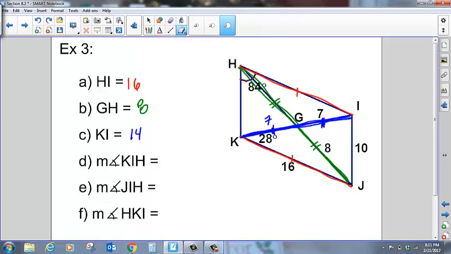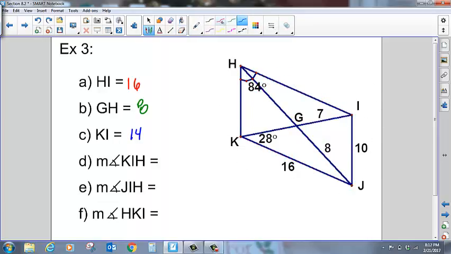Okay, let me erase this for the angles part of this. All right, so we're looking for the measure of KIH. So going from K to I to H is right here. Now if we look at HI, KJ, and we use this diagonal as a transversal, these two angles here now become alternate interior. So if this angle here is 28, then that means this angle here also has to be 28 degrees.